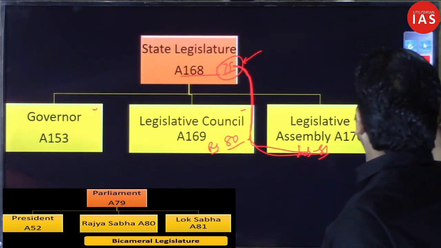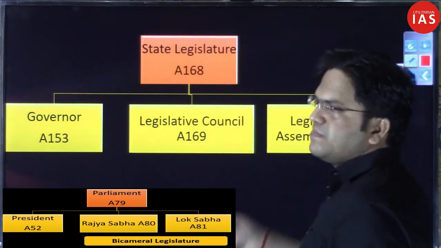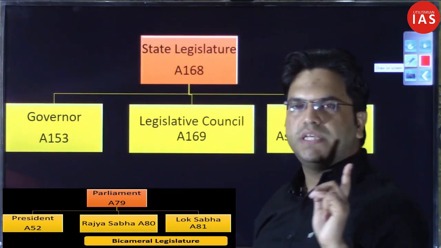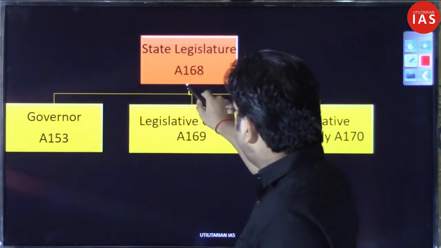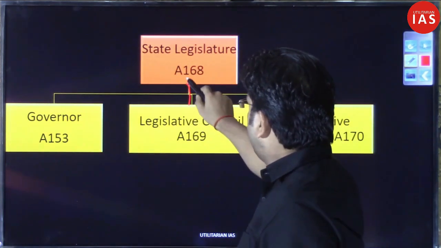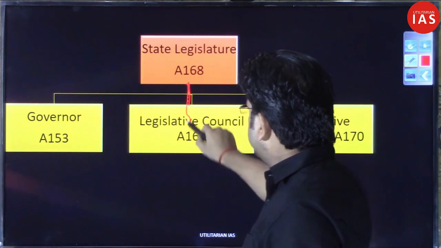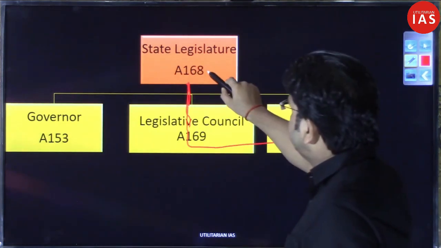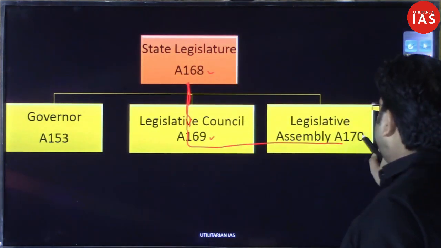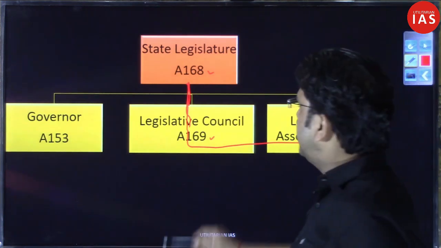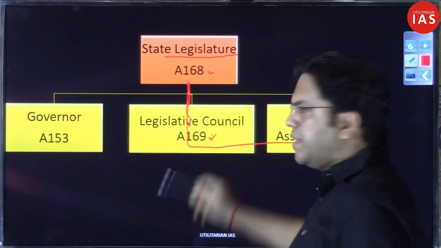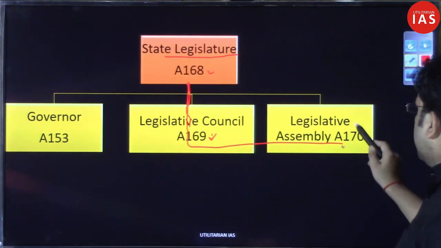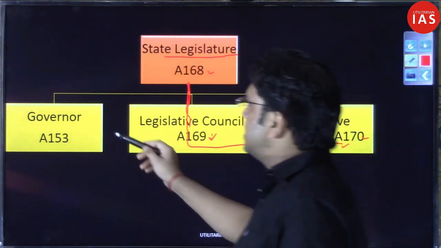So a similar structure we have at the state level, in Part 6 of the Indian Constitution. There it was Part 5, now it is Part 6 of the Indian Constitution. So three articles you can easily remember, 168, because that is in continuation: Article 168, Article 169, Article 170, right? It is talking about the state legislature, the upper house, and the lower house. The only addition is the governor.